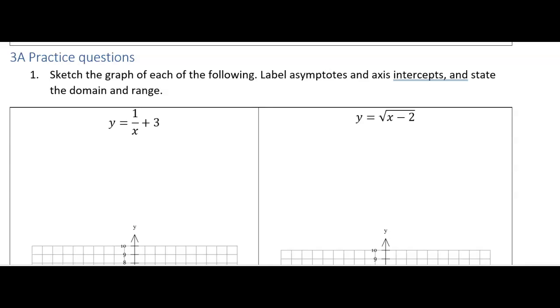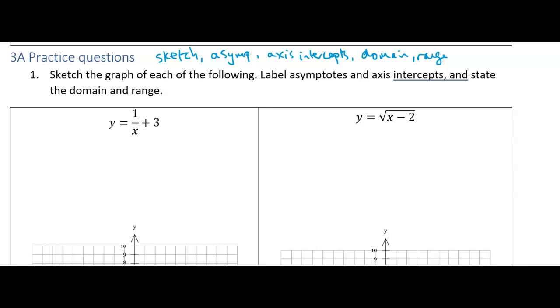So when you're doing a question like this, it's asking you not just to sketch. We've got to sketch, label asymptotes, axes intercepts, domain, and range.